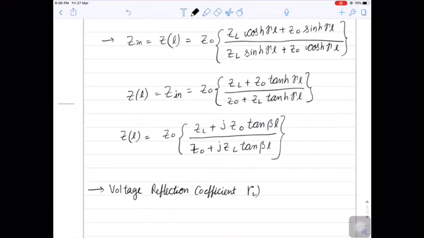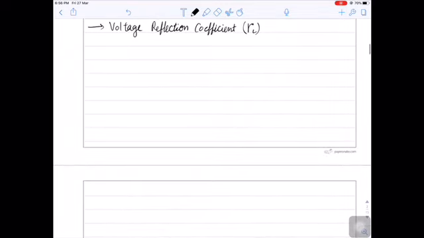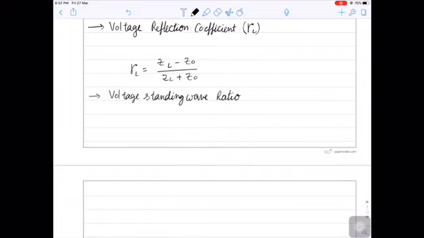Represented as gamma L, and we derived the voltage reflection coefficient at load end is equal to ZL minus ZO by ZL plus ZO. Then we define voltage standing wave ratio. If it is standing wave ratio, we represent it as S, whereas since we are talking about voltage standing wave ratio, we generally represent this value with rho.